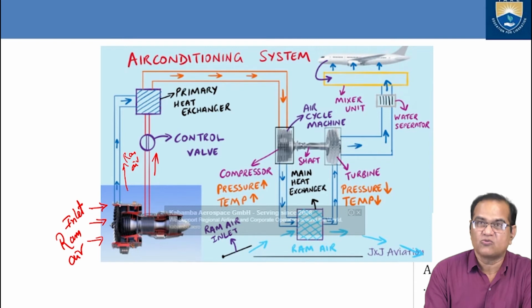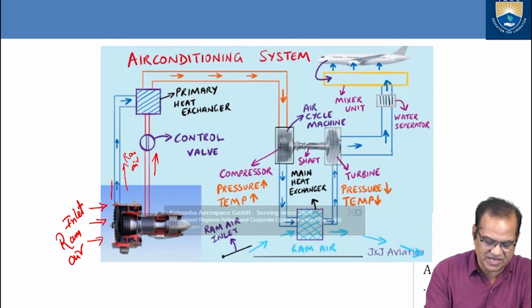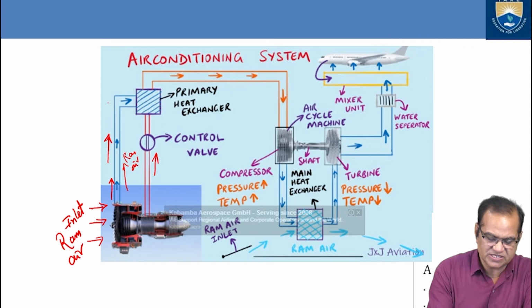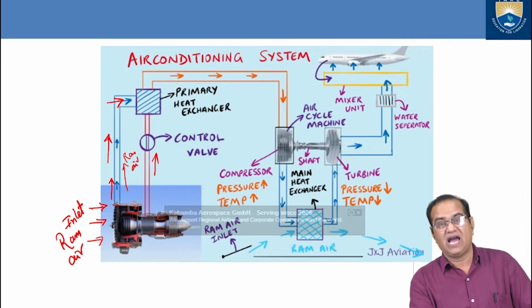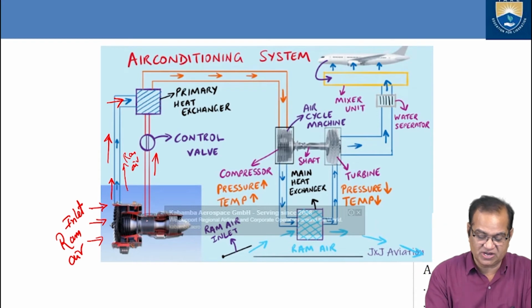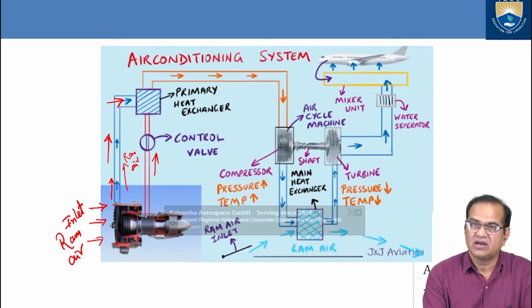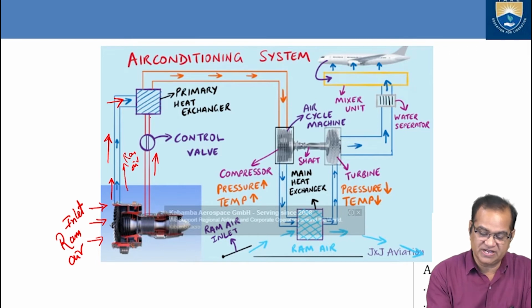This ram air is going to the fan, and some amount is pressurized, and then it is entering here, and in this way it is going like this. And the high pressure and high temperature air after the main compressor is entering the heat exchanger. So this high temperature and high pressure air is cooled by this air which is coming from the ram.